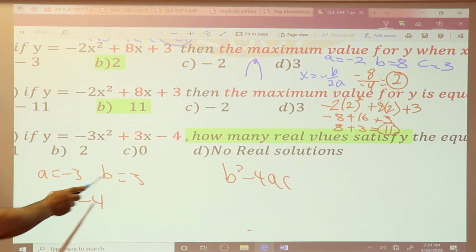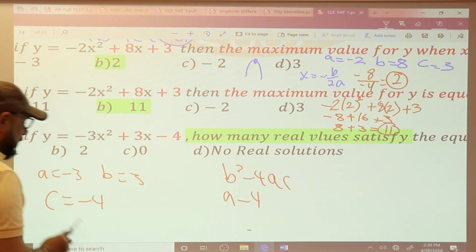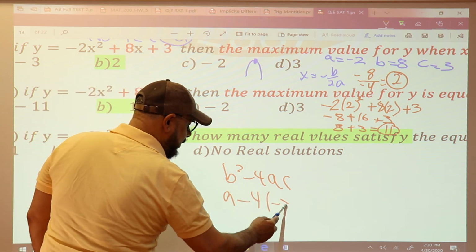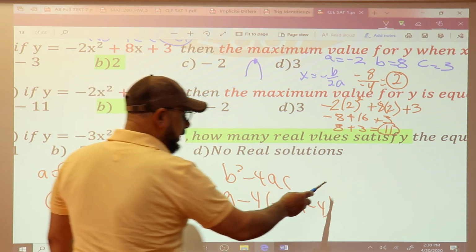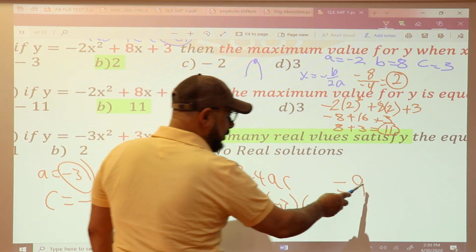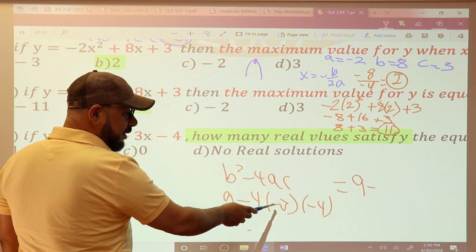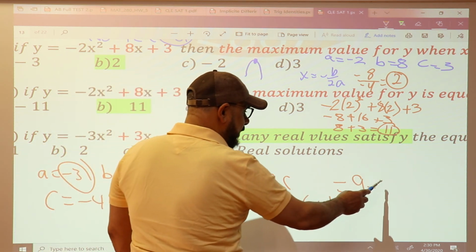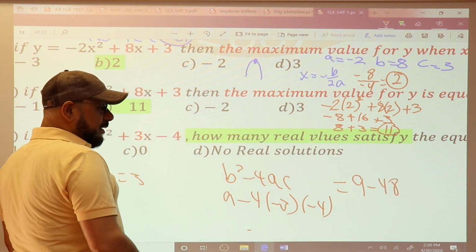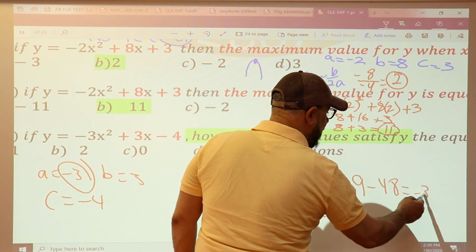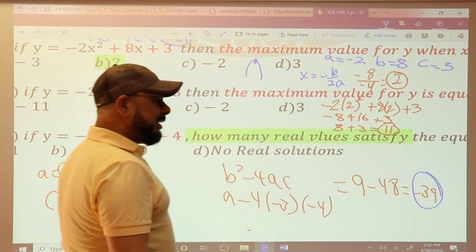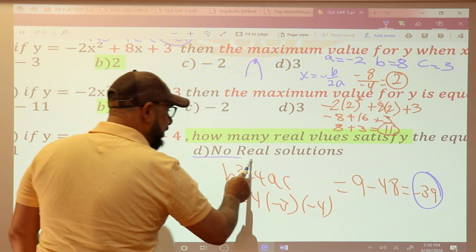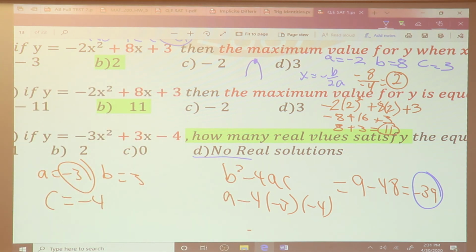B squared is 9, minus 4 times negative 3 times negative 4, which is minus 48. So 9 minus 48 is negative 39. My answer: negative means no real solution.